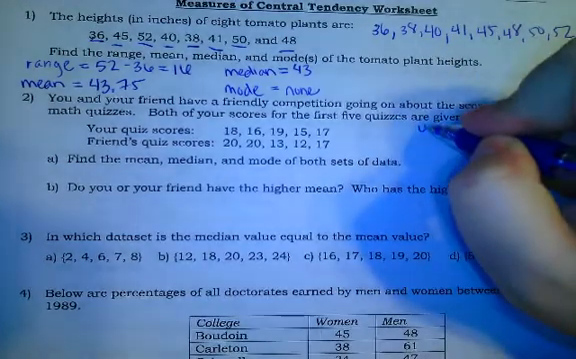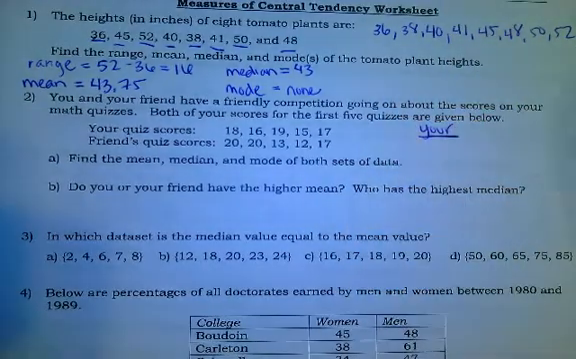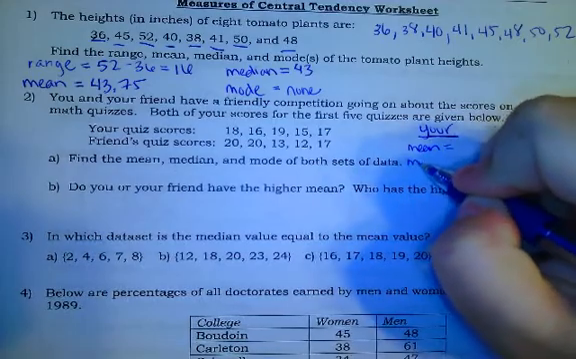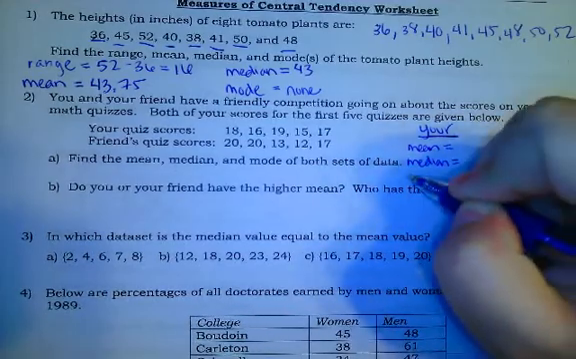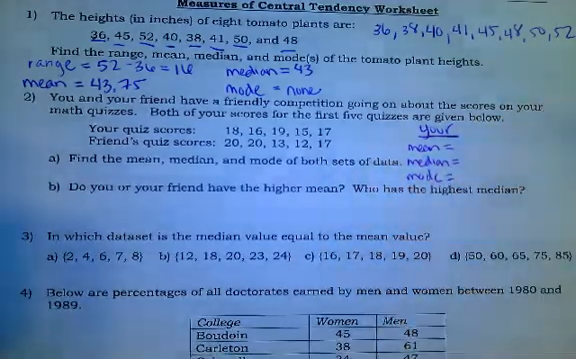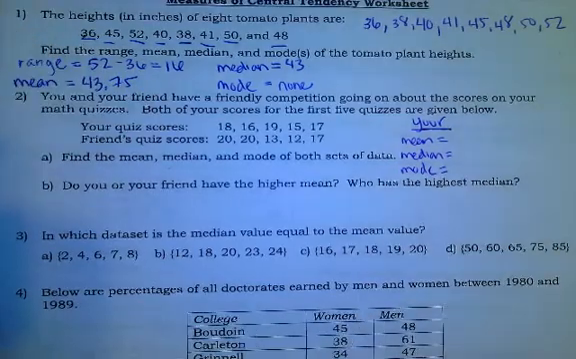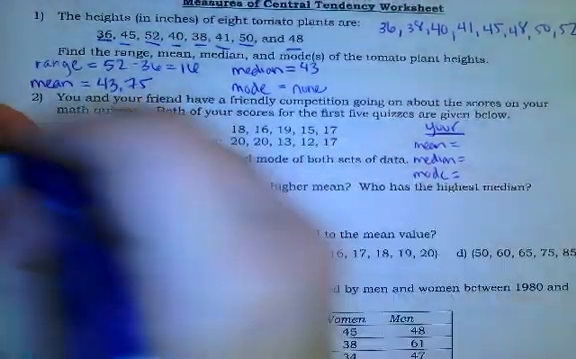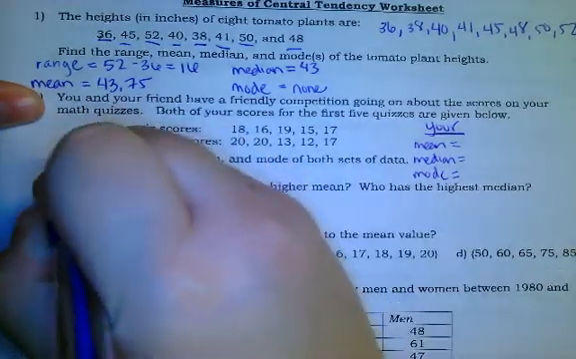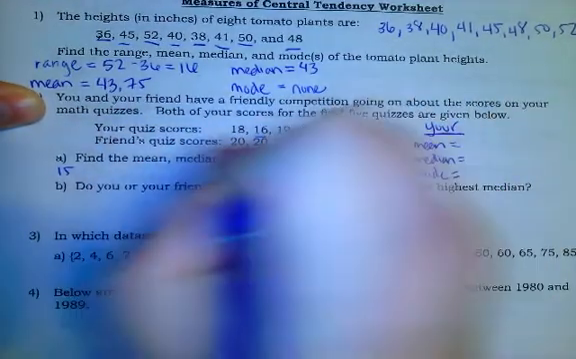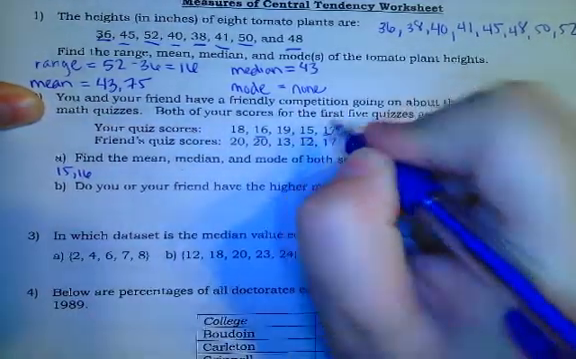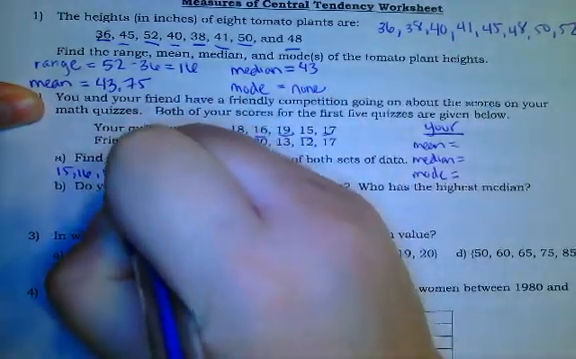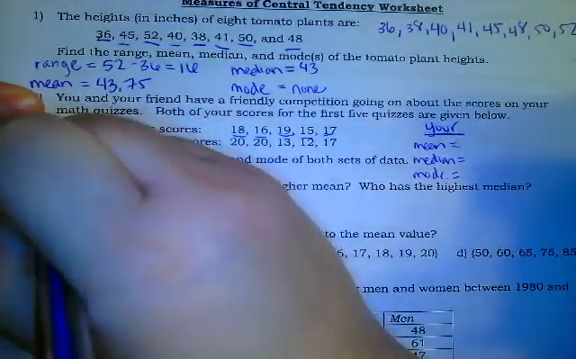So first we're going to do your scores. And we're going to do your mean, median, and mode. Alright, first of all, remember, we always have to write these from least to greatest. Always, always, always. So I'm going to do these over here. It's 15, 16, 17, 18, and then 19. So that's for yours.